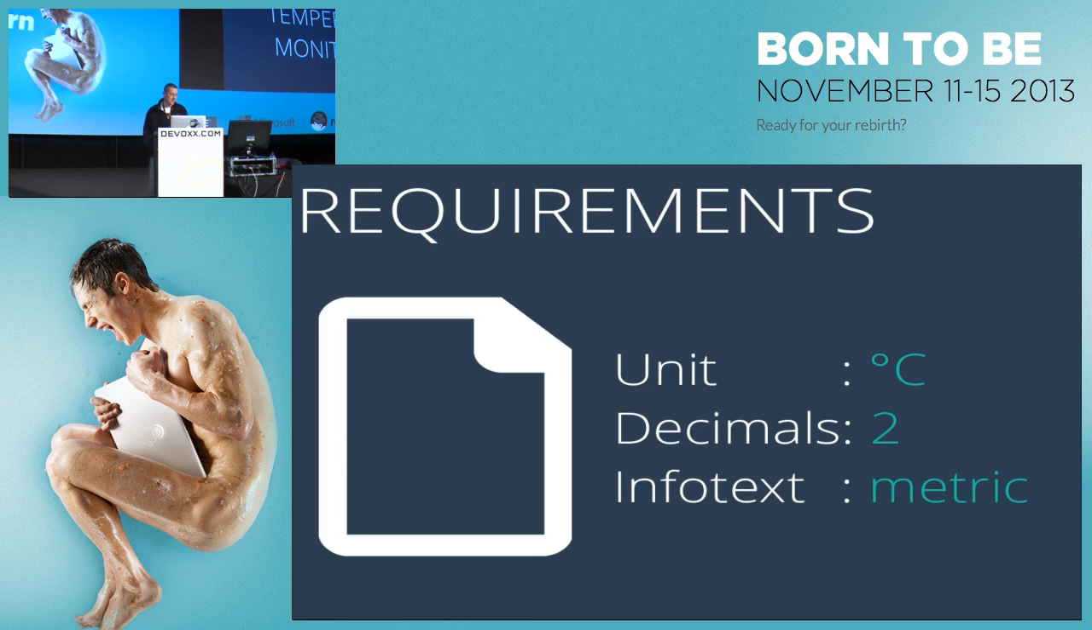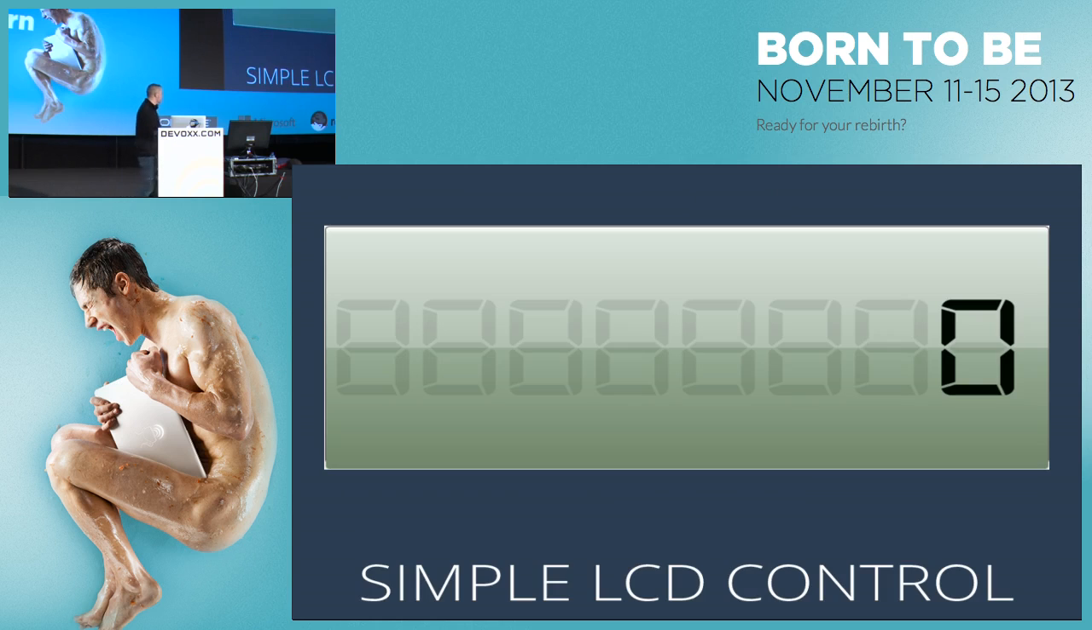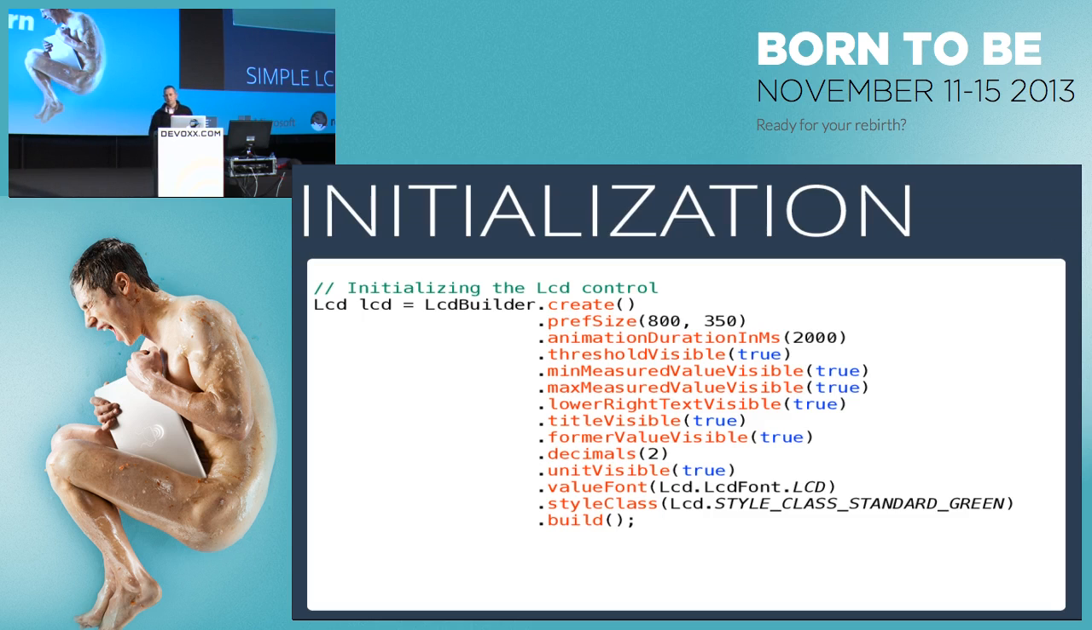So very simple. Well, the requirements should be: create an application that shows temperature. The unit should be degrees Celsius, 2 decimals, and the info text in the display should be metric, because we use the metric system, okay? Very simple. So this is our standard LCD control, a JavaFX control, and now it's just plain, nothing in there.